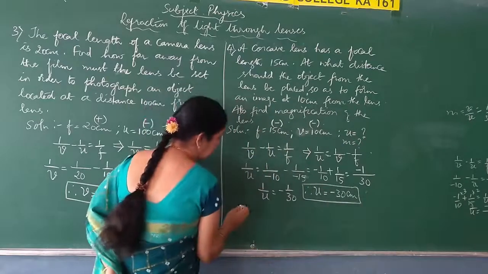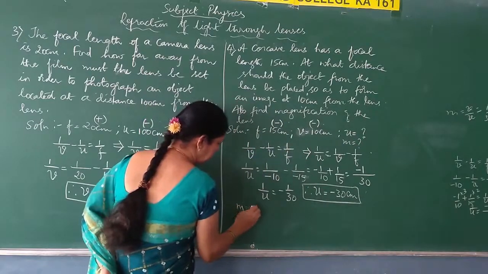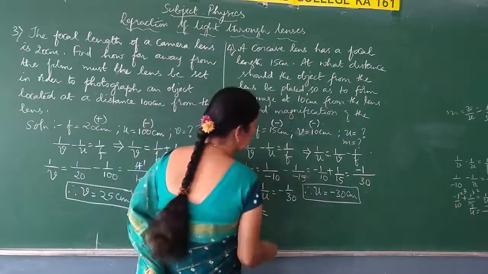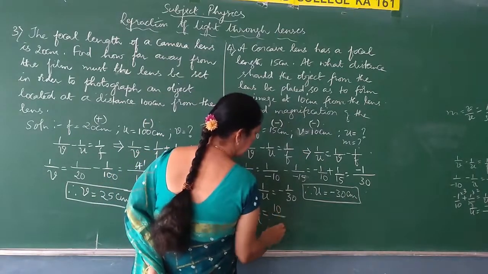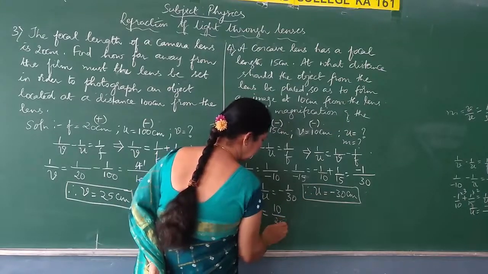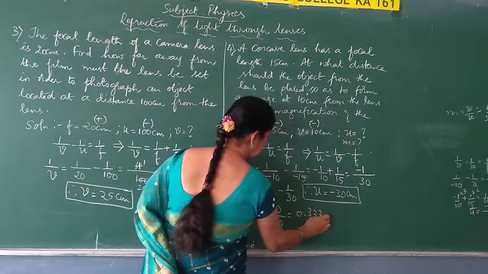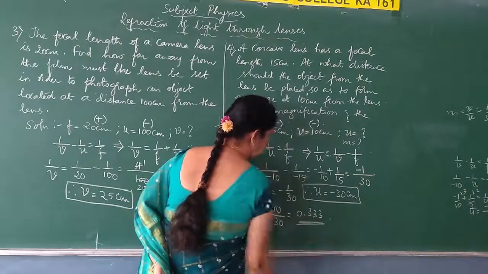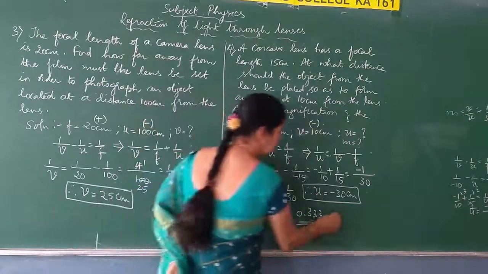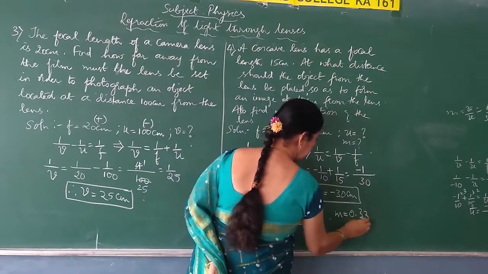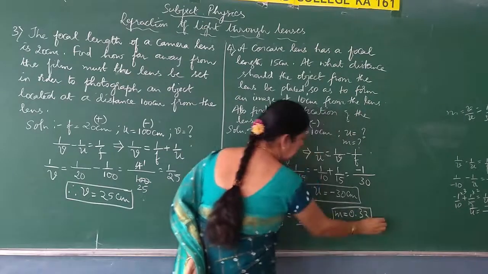Now, magnification. M is equal to v by u is equal to, what is v here? v is 10, right? u is 30, that will be equal to 0.33. This will be the magnification. Remember, magnification is just a number because it is the ratio of similar quantities.